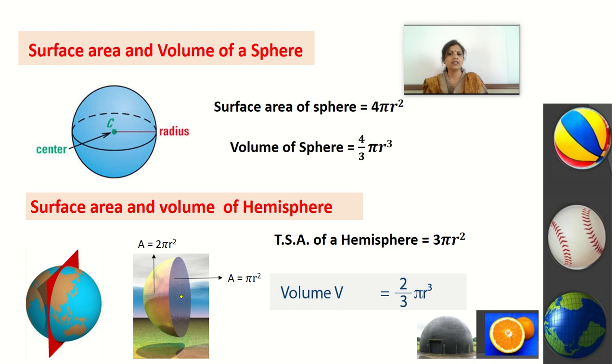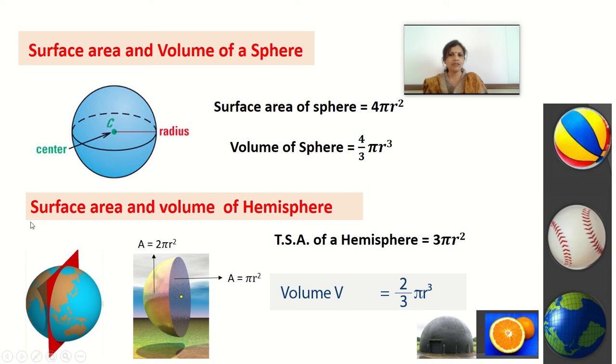Moving to next, total surface area and volume of a sphere. Now the figure is drawn there on the slide. C is the center of the sphere and R is the radius of the sphere. Surface area of the sphere is given by the formula 4 pi r square, and volume of sphere is 4 by 3 pi r cube.